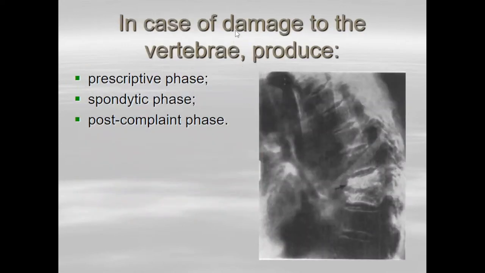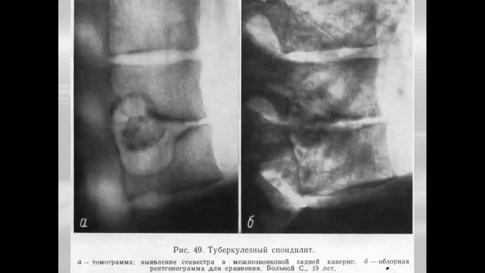In case of damage to the vertebra, there are the pre-spondylitic phase, the spondylitic phase, and the post-spondylitic phase. Look, it's tuberculous spondylitis, but on the right side you cannot determine tuberculosis. It's X-ray tomography, and you determine damage to both bodies of the vertebrae. Tumor does not damage one vertebra at a time, but two or more. In tuberculosis, look, damage is to both vertebrae.